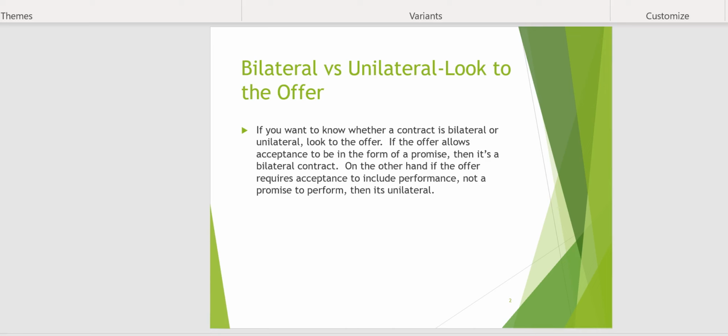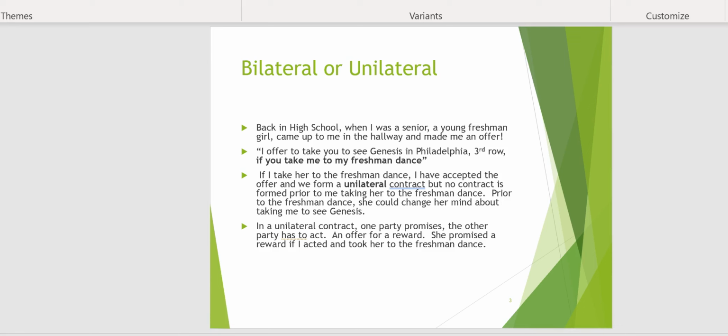Well, you would look to the offer. If the offer allows acceptance to be in the form of a promise, then it's a bilateral contract. On the other hand, if the offer requires acceptance to include performance rather than a promise, then it's unilateral. Huh? Let me show you an example.